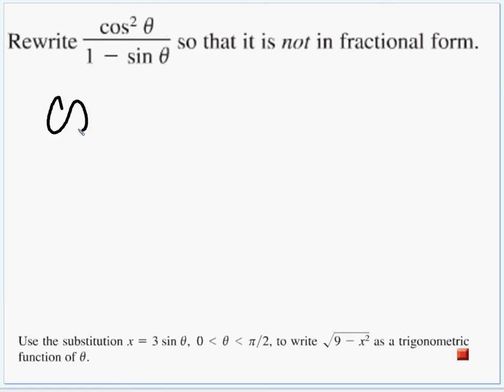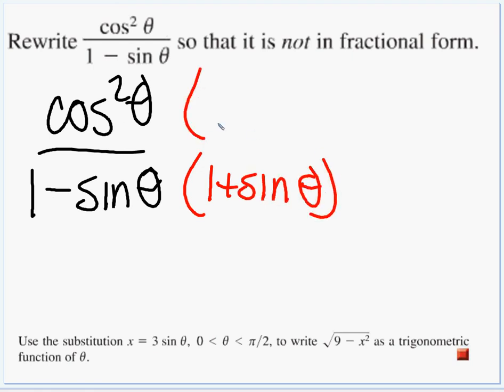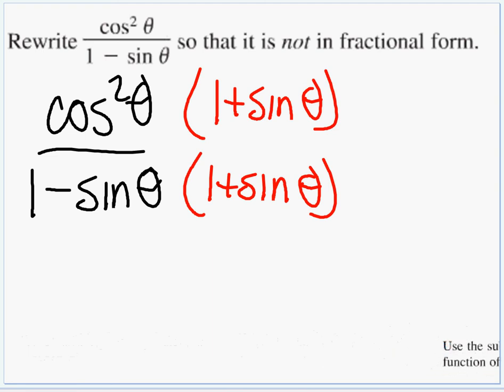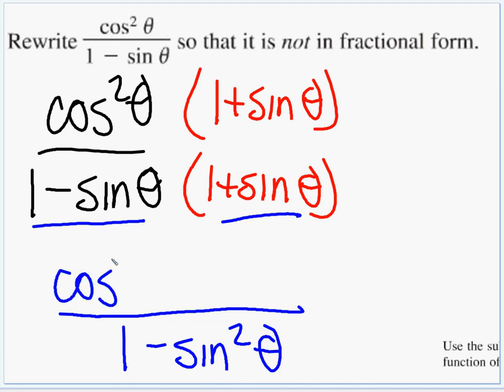Okay, first one. Cos squared is our numerator. 1 minus sine theta is our denominator. We're going to multiply by the conjugate of 1 plus sine. Numerator also. Now, I would hope that you did not distribute that cos squared. Ooh, well, hold on. I see how this problem's going to develop now. So our denominator, 1 minus sine times 1 plus sine. Well, that's going to be a 1 minus sine squared. Numerator, let's not distribute, cos squared times quantity 1 plus sine theta.